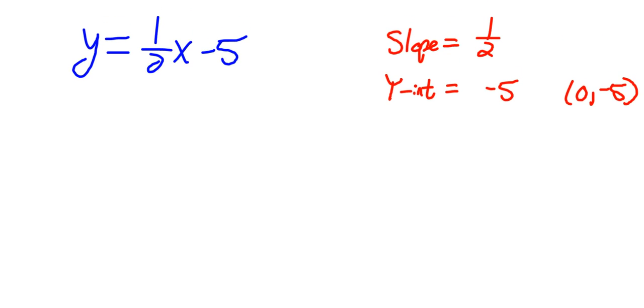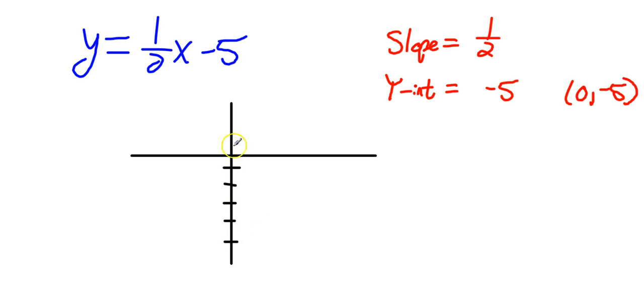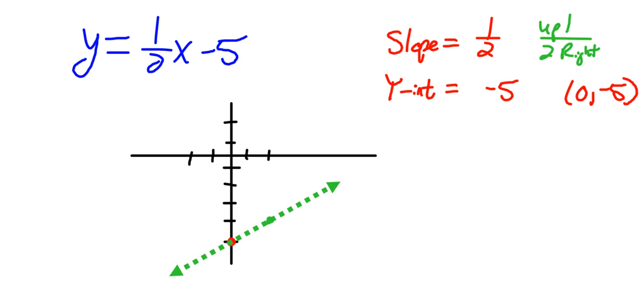Okay, so for this one, there's our xy axis. Your y value is -5, so start at -5. And from there it's positive, so you're going up 1 and over 2 to the right. So go up 1 over 2, put the next dot, and then just use your line to connect those two things together.